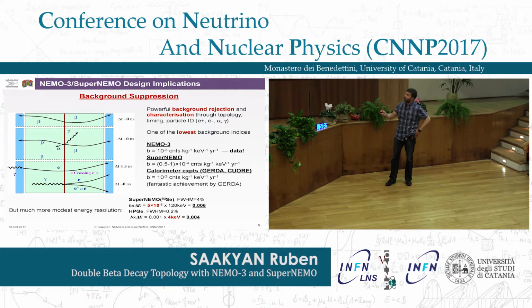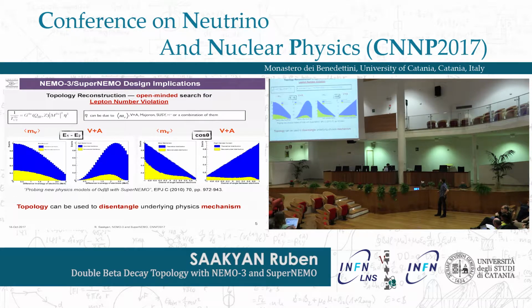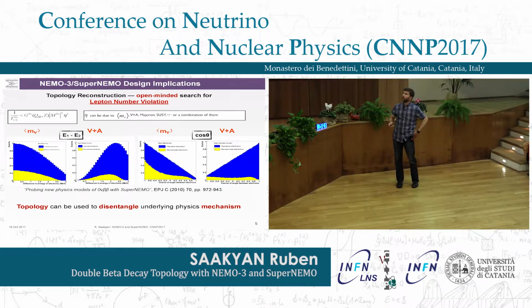So you can see that if you detect these two electrons topologically, then you really can distinguish them from competing processes from the background. And as a result, it can really give you very, very low background indices. If you do detect this process, then you may be able to disentangle the underlying physics mechanism behind it.